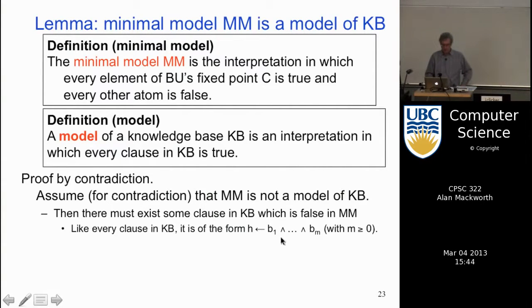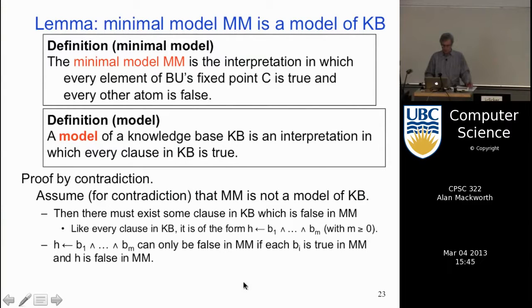That clause must have some form like H if B1 through Bn, with m greater than or equal to 0. Okay. This clause, which we say there must be if this false hypothesis is true, how could that be false? It could only be false in the minimal model if each Bi is true in the minimal model and H is false. The only way an implication can be false is if the body is true and the head is false.